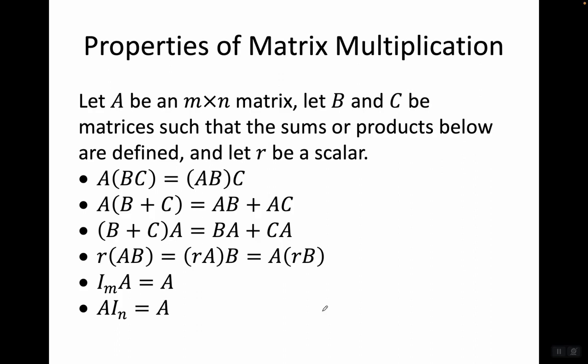Similarly, we have properties of matrix multiplication. Let A be an m by n matrix, and let B and C be matrices such that the sums or products below are defined, and let R be a scalar. Matrix multiplication is associative. It has these distributive properties. You can factor out the R. R(AB) is (RA)B, which is A(RB). If A is an m by n matrix, you can multiply it on the left by the m by m identity matrix I sub m and get A. Or you can multiply it on the right by I sub n, the n by n identity matrix, and get A.